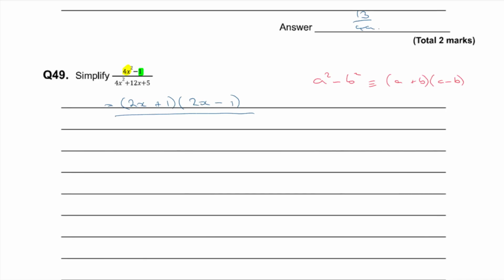On the bottom, I've got 4x squared plus 12x plus 5. Now if it factorises, it's going to factorise into two brackets, but annoyingly, it's got a lead coefficient of 4. So it could be 4x and x, or it could be 2x and 2x. Now, because of the nature of the question, I'm suspecting it's the second one, so we can cancel some of the 2x plus somethings with the 2x plus somethings underneath. So I'm beginning to think it's probably not that one.